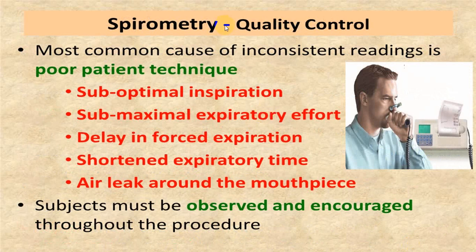For quality control, you should observe certain things. You should rule out poor patient technique like suboptimal inspiration, submaximal expiratory effort, delay in the forced expiration, short expiratory time. If air is leaking out at the mouthpiece, all this should be ruled out. And then you can utilize that curve for interpretation. So observe how the person is performing and do look for the standardization of spirometry.